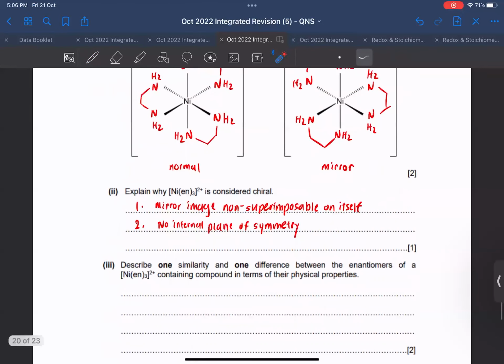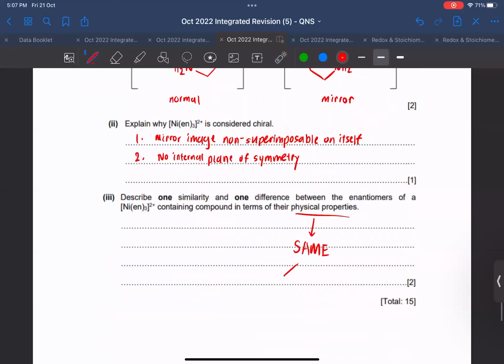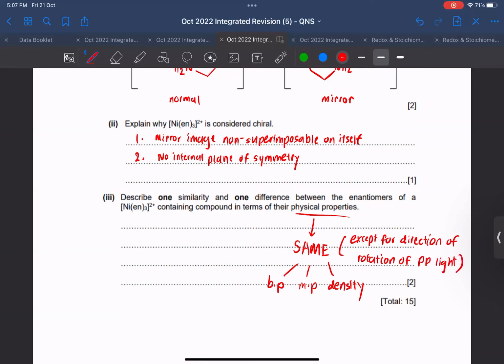And then the last one should be quite simple because we've gone through this before. Physical properties. We have gone through enantiomers, right? Physical properties are all the same. So enantiomers have the same boiling point, the same melting point, same density, same solubility, everything. It's exactly the same because they are, after all, just mirror images of one another. But the only exception here is the direction of rotation of plane polarized light. You need the whole thing, direction of rotation of plane polarized light. And that's pretty much your answer to this question already.